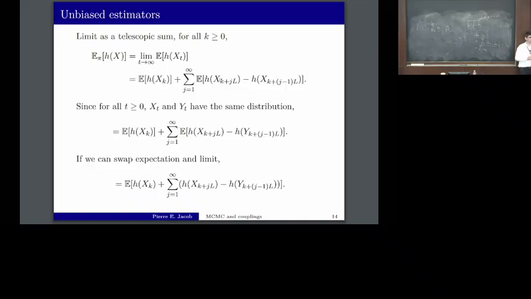Okay, so just a trick in a sense. And of course, it relies on the ability to construct such couplings. But now, you notice that this infinite sum, you would only have to compute it up to the meeting time because the terms afterwards would all be equal to 0. So this infinite sum, in fact, you can compute in finite time, up to the meeting time.